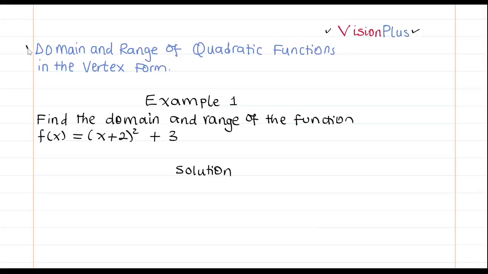We are looking at domain and range of quadratic functions in the vertex form. Example 1 says, find the domain and the range of the function f of x equals (x + 2) squared + 3.